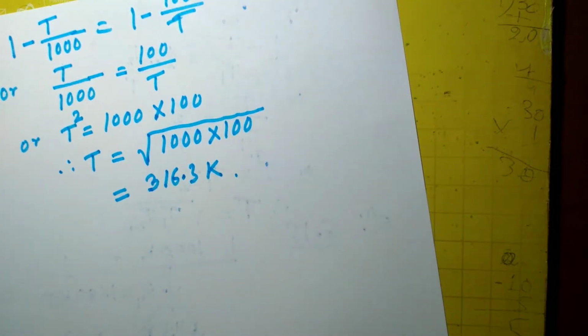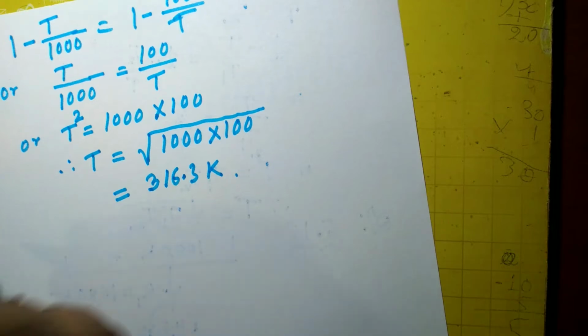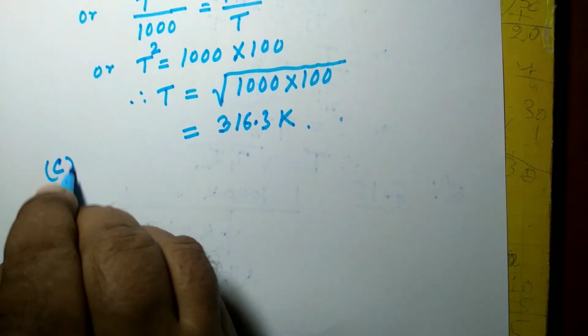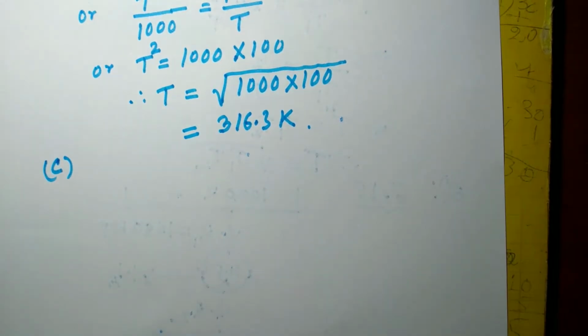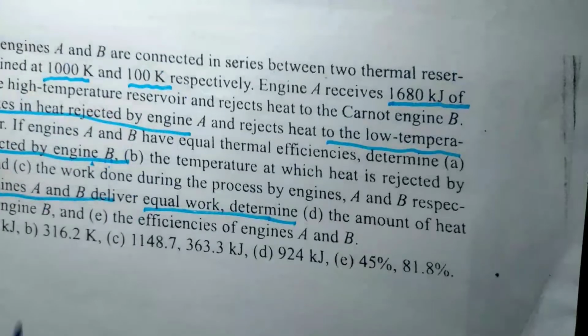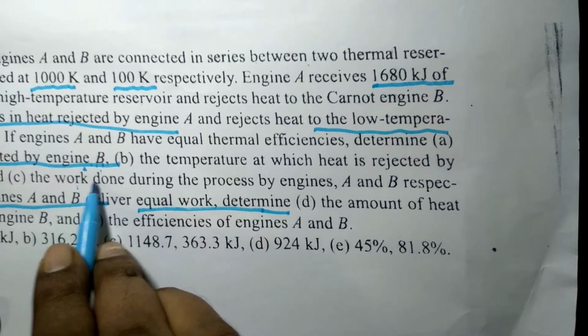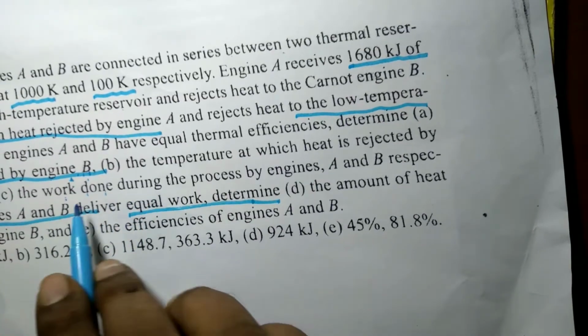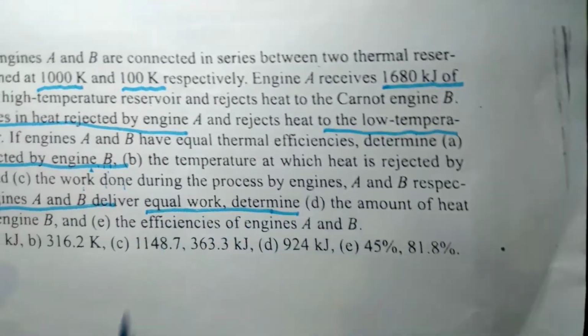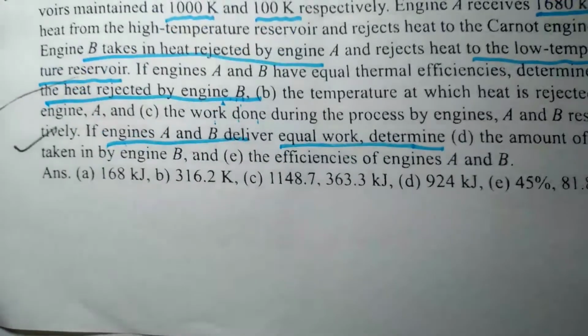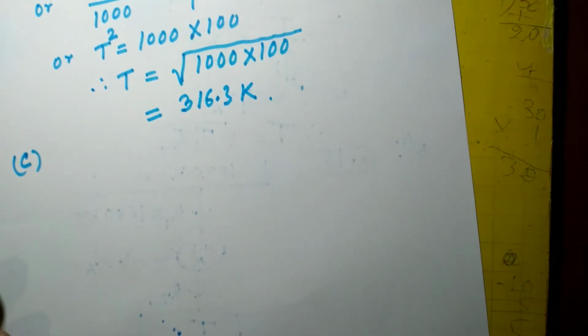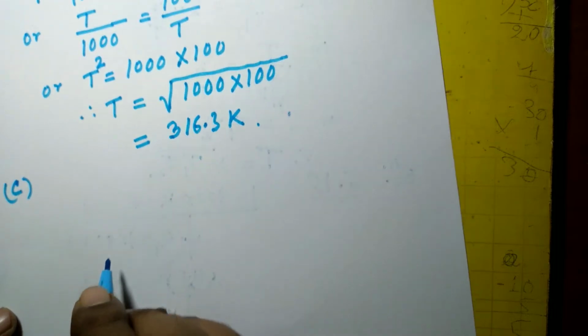This temperature is the intermediate temperature, or the temperature at which heat is rejected by engine A. And in bit C, we are required to find out the work done during the process by engines A and B. So WA and WB we are to find out.